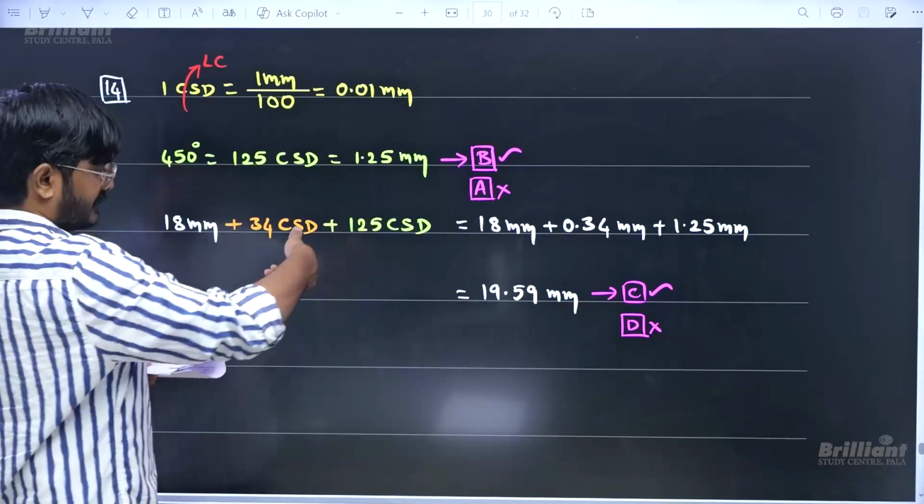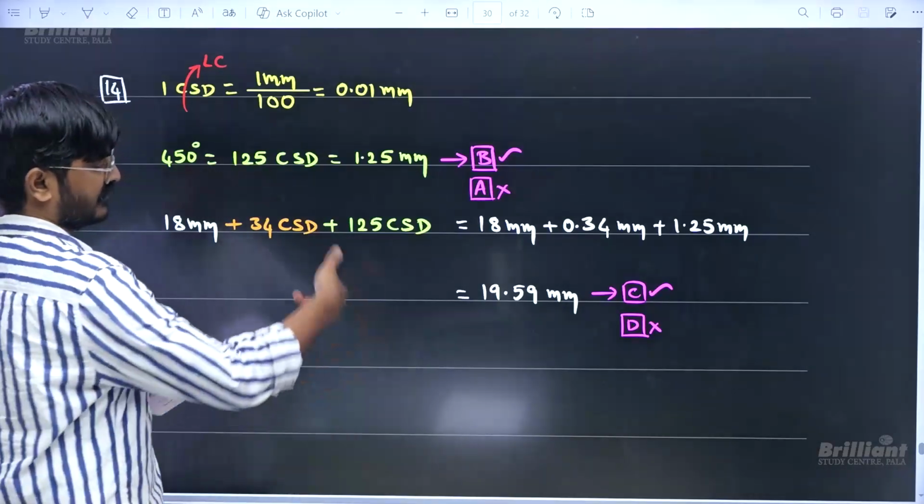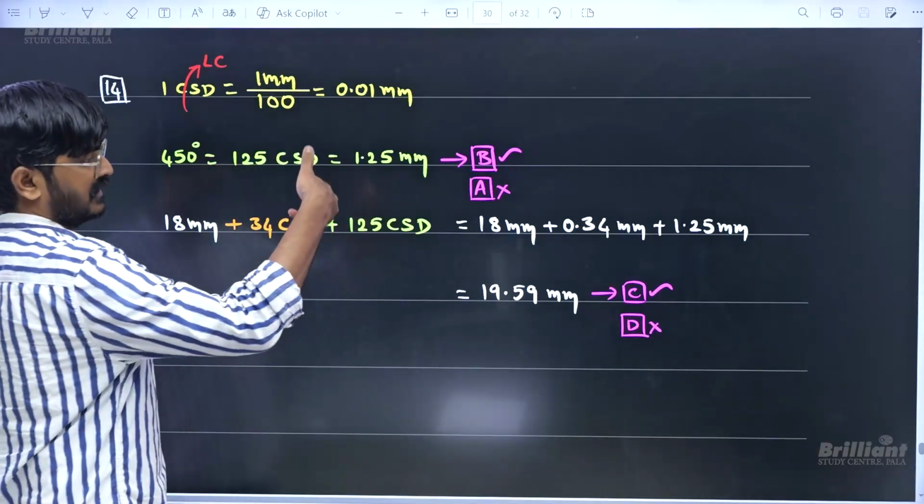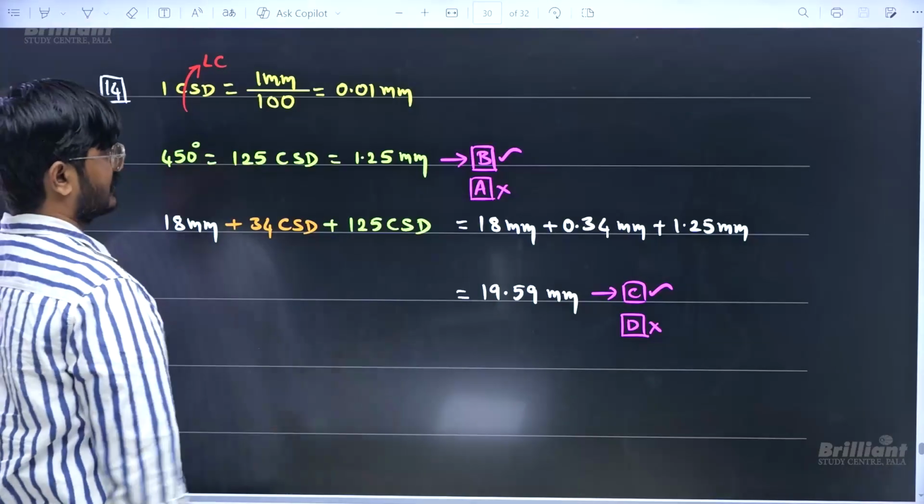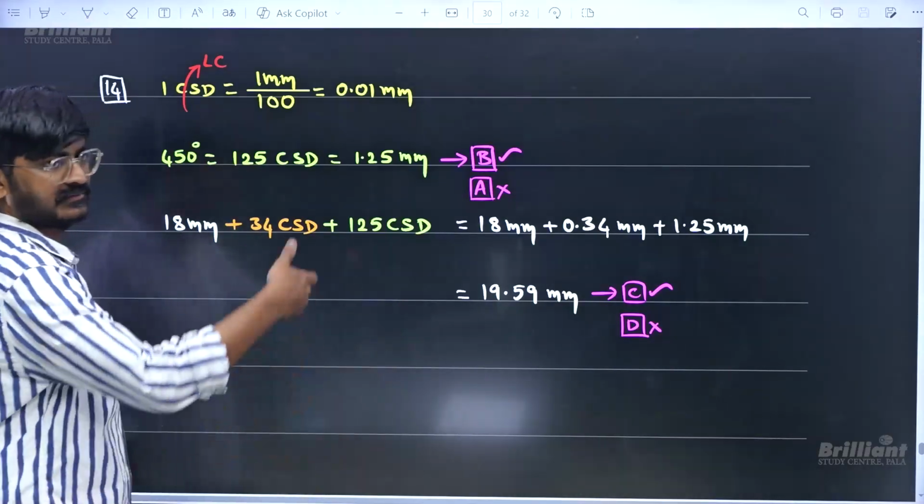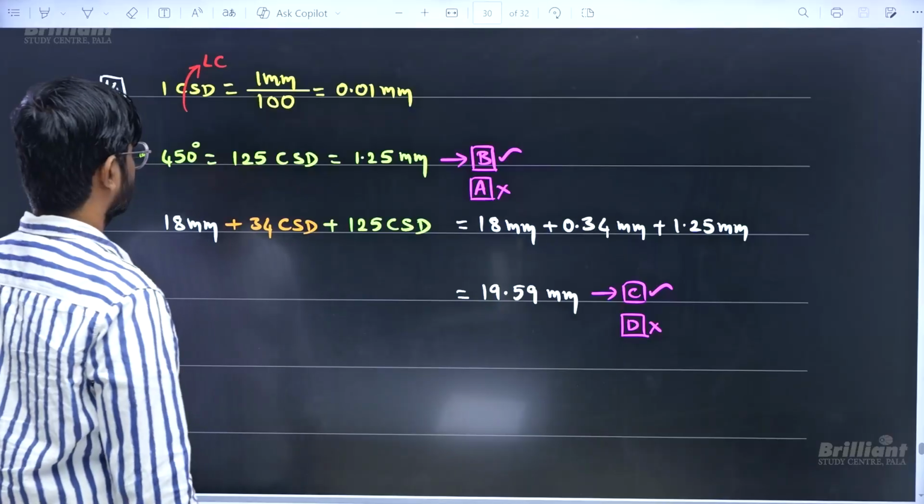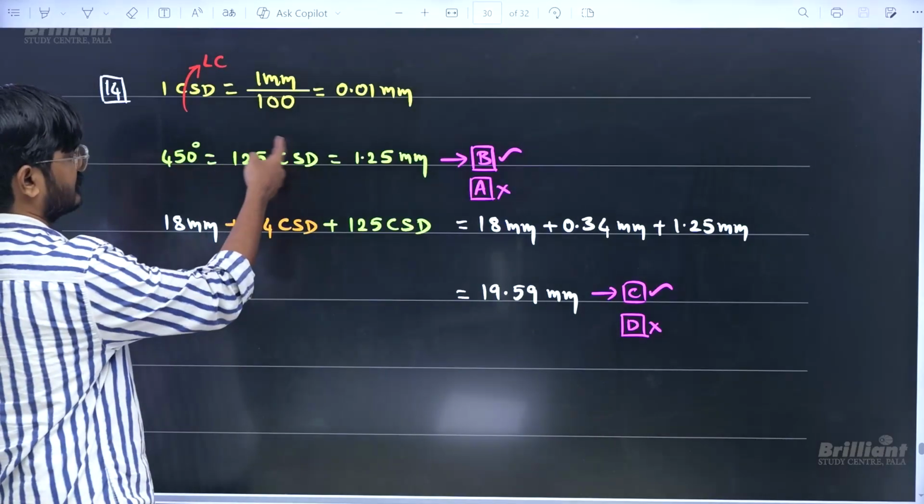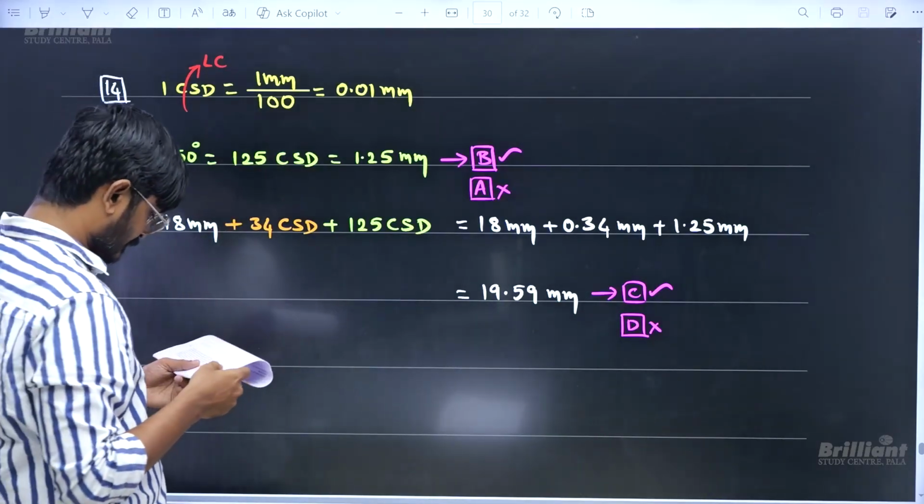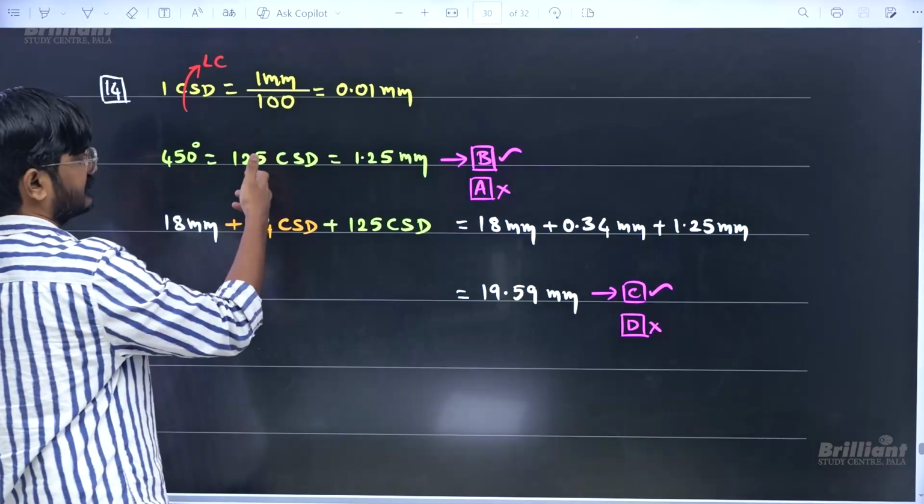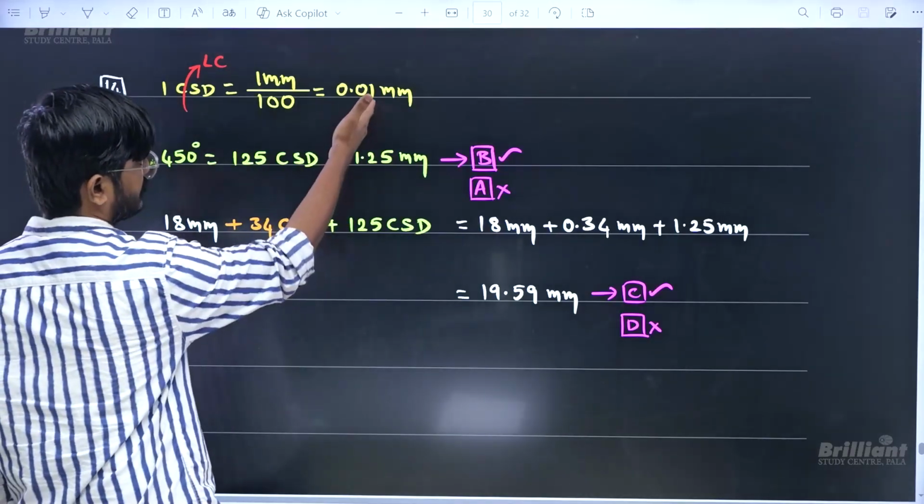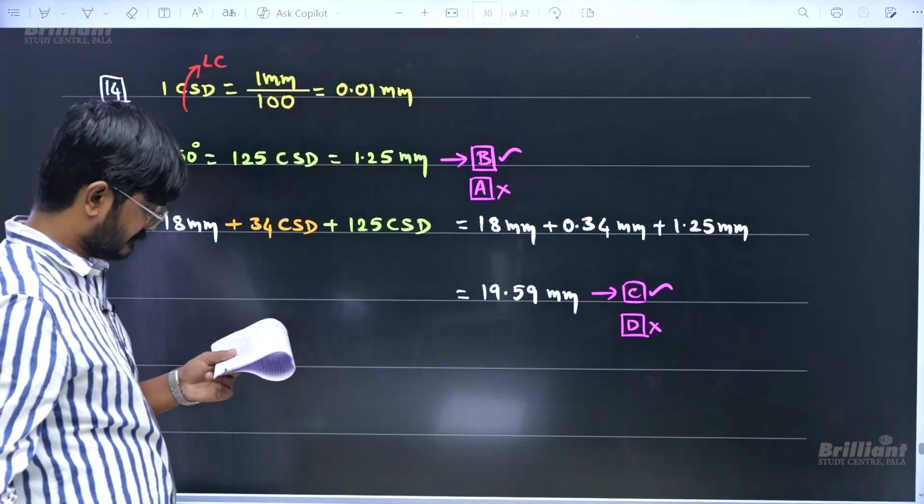Then 450 degrees. One full rotation is 360 degrees, so 450 degrees refers to 1 and 1/4, that is 360 degrees and 90 degrees. So 1 and 1/4 is 125 circular scale divisions. So 125 circular scale divisions is equivalent to 125 into this much, which is 1.25 mm.